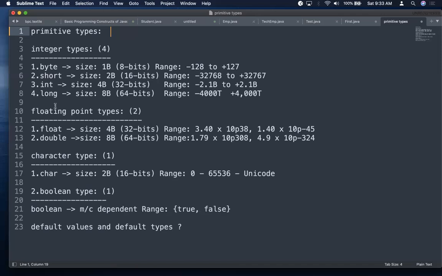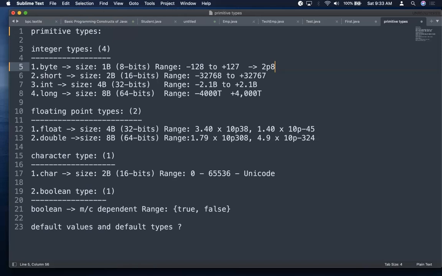Let's understand thoroughly. The size of byte is 1 byte, so that's why it is called the byte data type, and it has 8 bits. With 8 bits, the total number of values we can represent is 2 to the power of 8. I'm writing 2p8, that means 2 to the power of 8. So 2 power 8 is 256. A total of 256 numbers can be represented using byte.